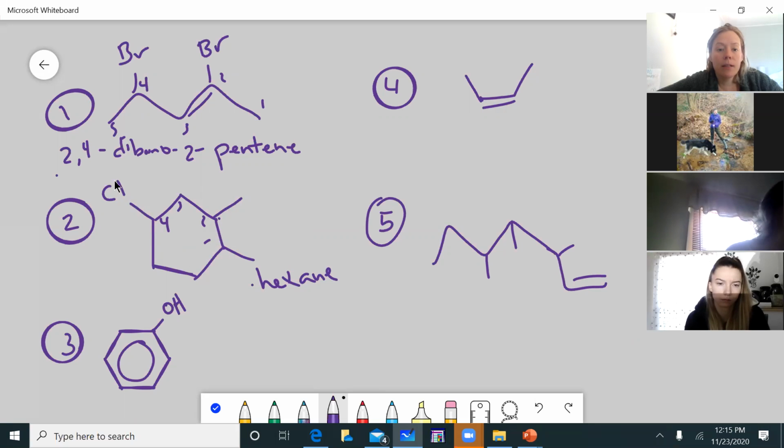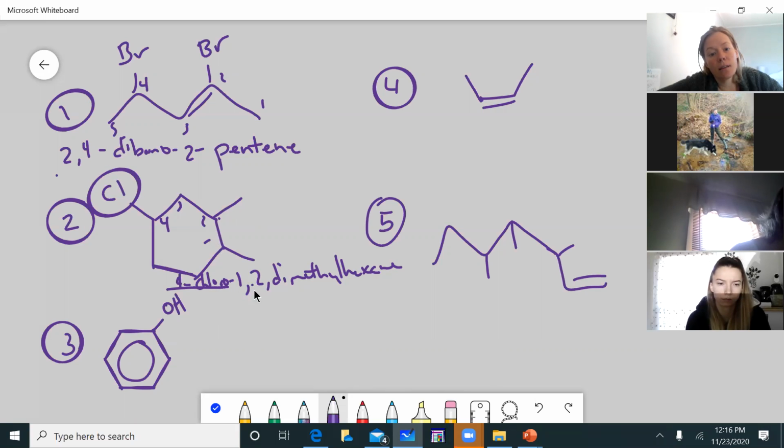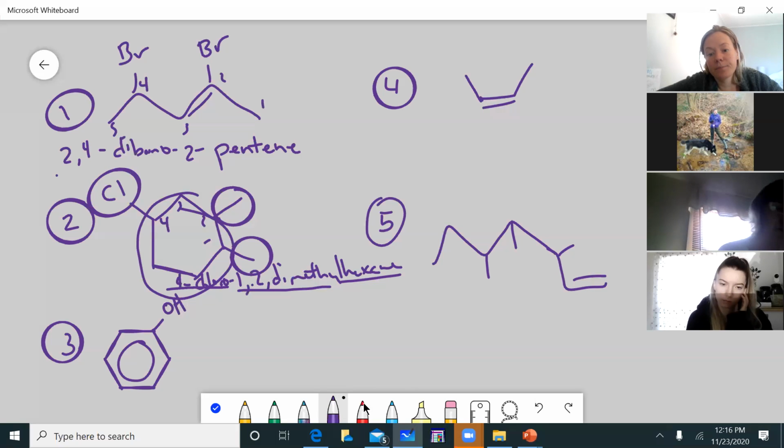I'm going to list the chlorine first because it comes before methyls. These are methyl groups in alphabetical order. So I've got a 4-chloro. Dash, sorry, it's going to get a little smushed here. Erase this. Dash 1,2-dimethyl cyclohexane. This is covering this. This is covering these. And this covers the final ring.